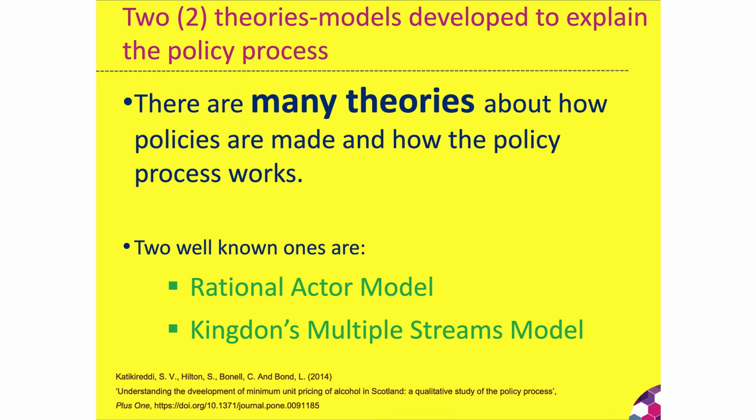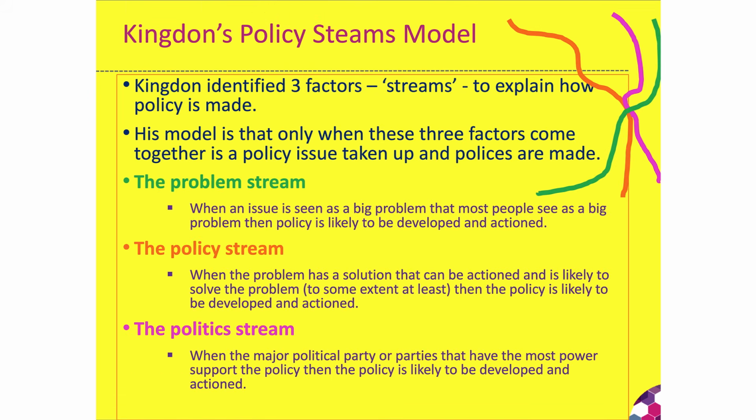A reminder, there are many theories about how policies are made and how the policy process works. We focused on two, the rational actor model and Kingdon's multiple streams model. And for the policy analysis triangle, the one to focus on is Kingdon's policy streams model. Kingdon identified three factors or streams to explain how policies are made.